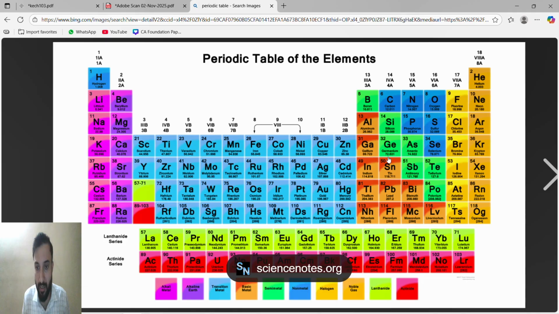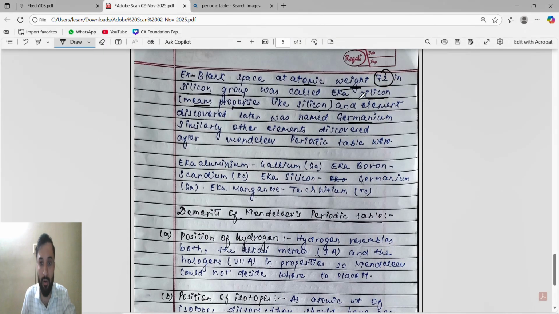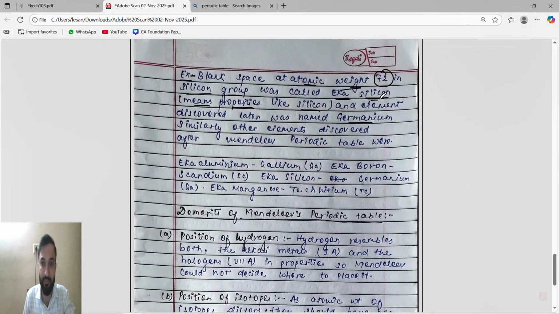तो देखो भैया, 72 is what? Ge, germanium. So he left the blank space here, atomic weight 72, which is in the silicon group. Being in the silicon group means it will show properties similar to silicon. So he kept the name eka, E-K-A, meaning similar properties. Eka silicon, and the element later discovered was germanium.